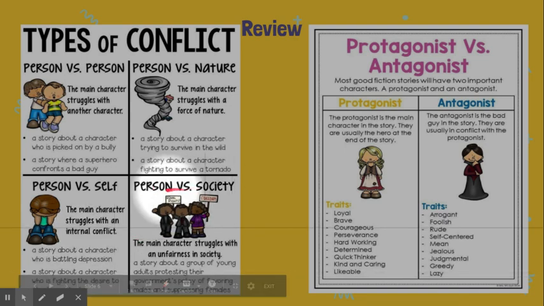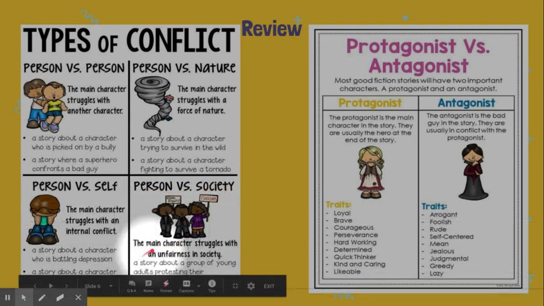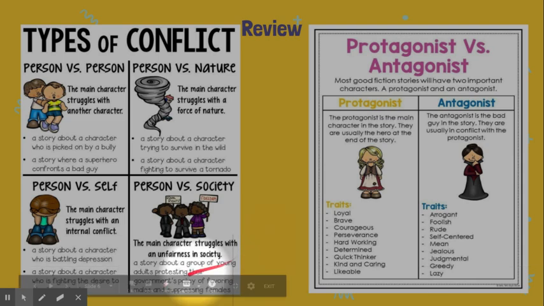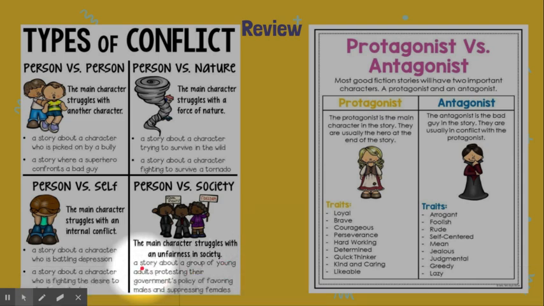Now, person versus society. This is where the main character struggles with unfairness in society. So a story may be about a group of young adults protesting the government, maybe protesting a certain law that's being passed. Maybe they raised the age to earn your driver's permit to 18. Maybe that's worthy of protesting. But anyway, that would be an example of person versus society.